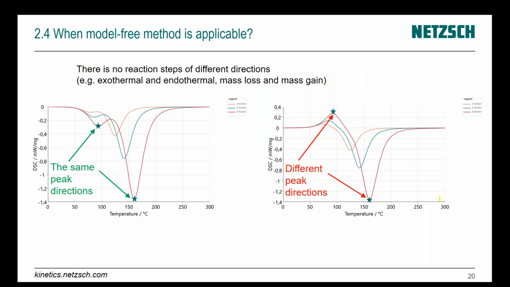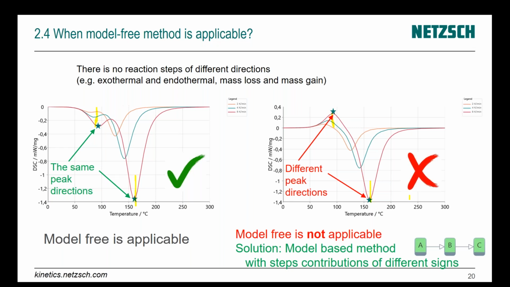Second rule, the reaction must have the peak always in the same direction. First picture, the peaks have the same direction. Can we apply a model-free method? Yes, we can. Second picture, the peaks have different directions. Can we apply a model-free method? No, we can't. What to do? We should use a model-based method and have a first step for the positive peak and another step for the negative peak.